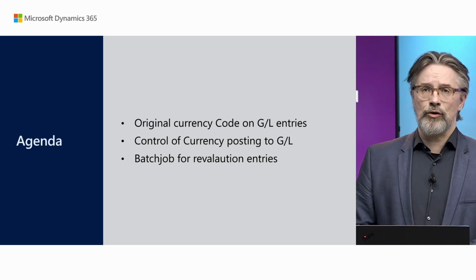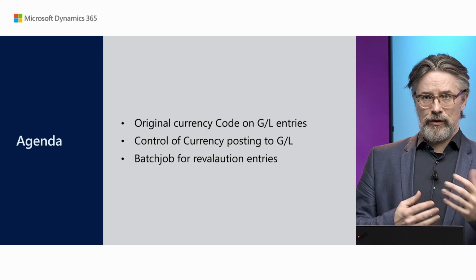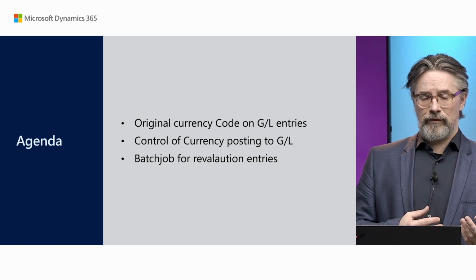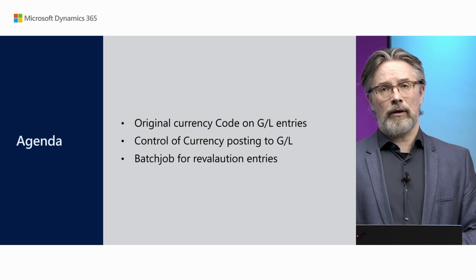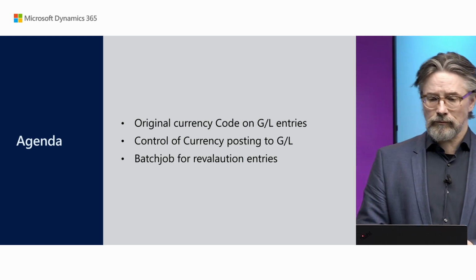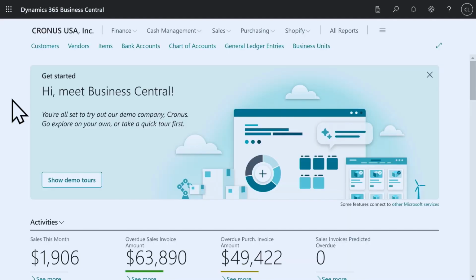You will also be able to control the posting of currencies to GL, which currencies you want to allow posting for, and then whether you want revaluation to happen on a specific GL account. And of course, we have added a batch job that will create adjustment entries to revalue a balance in GL. But let's take a closer look at the feature. You need to turn it on in feature management. It's called Enable Use of GL Currency Revaluation.